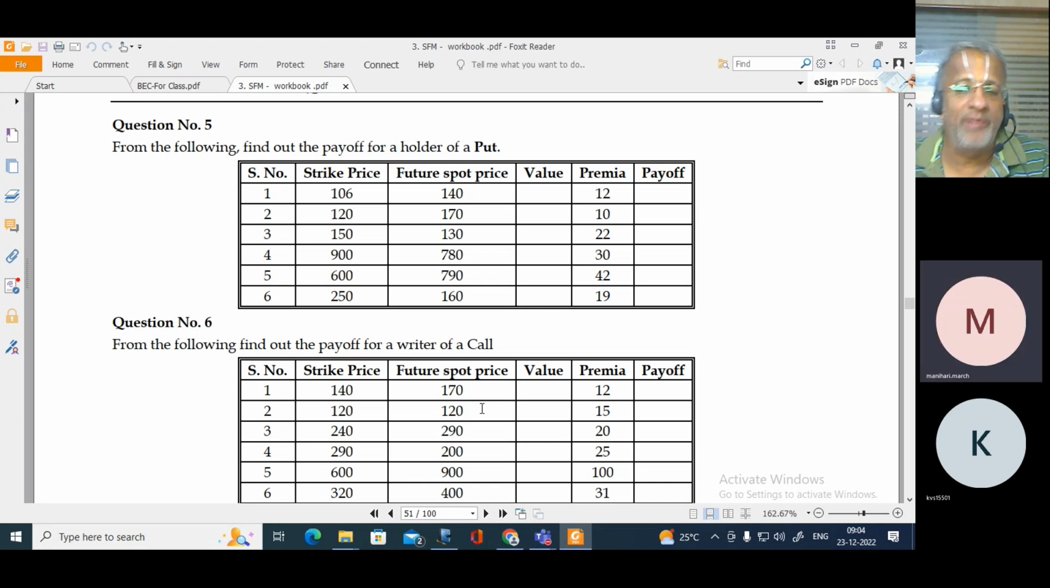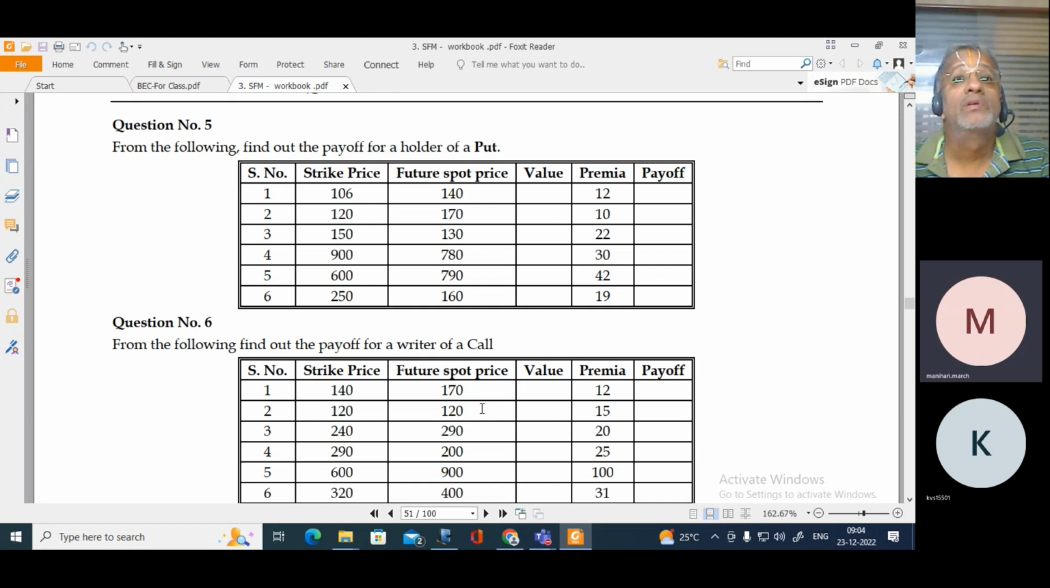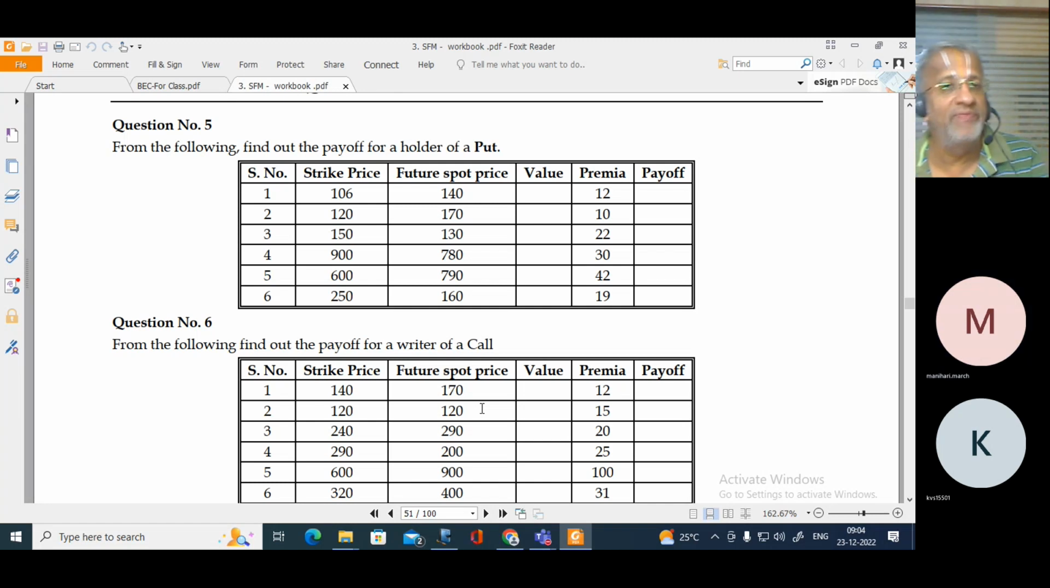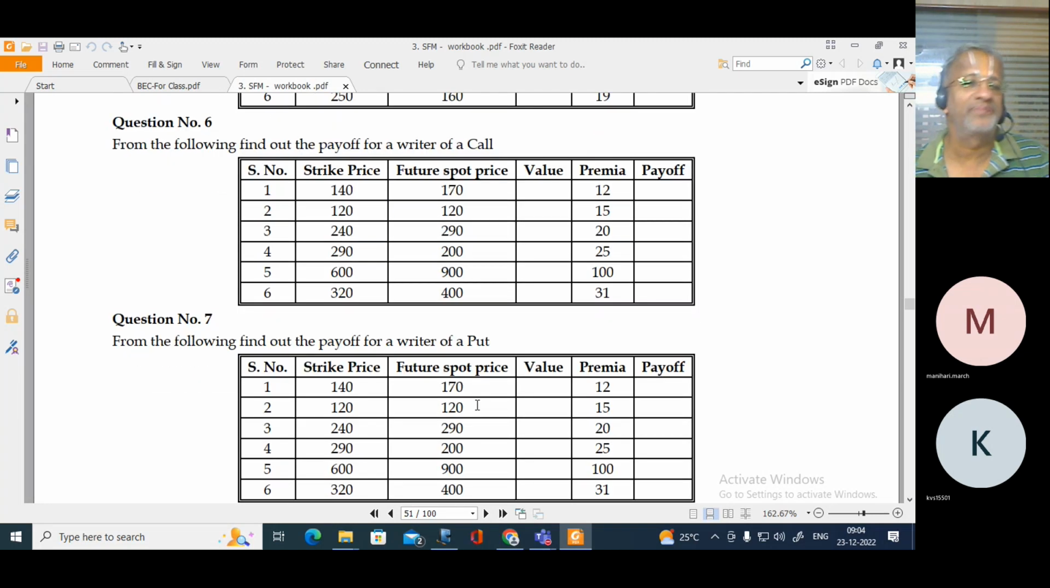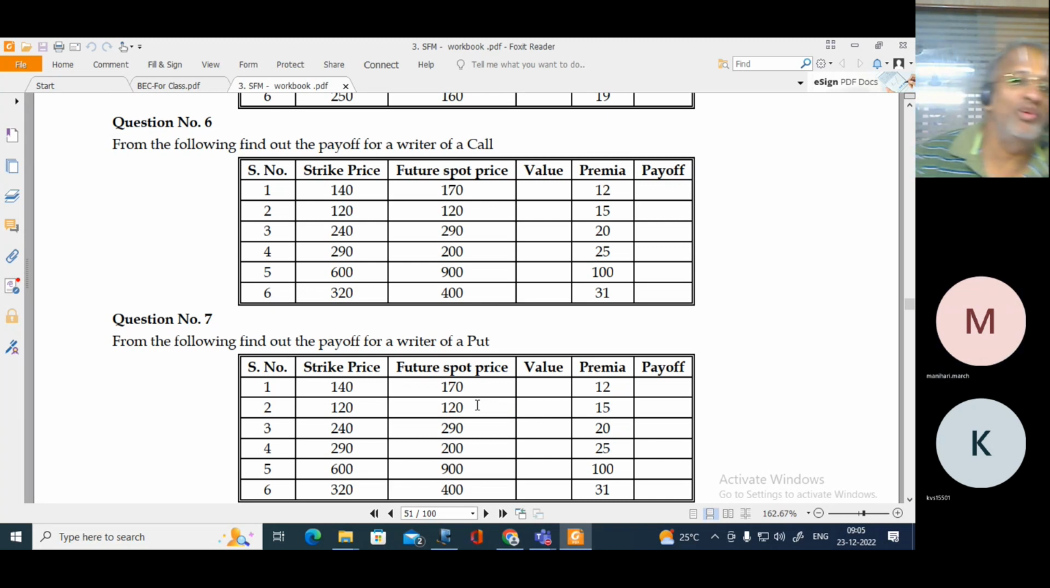So 90 is the profit, 19 is the premium, and it is 70. 71 is the payoff. Very nice. You are getting it right. Next. Question number 6. Oh, writer. Now, it is going to be a scenario.